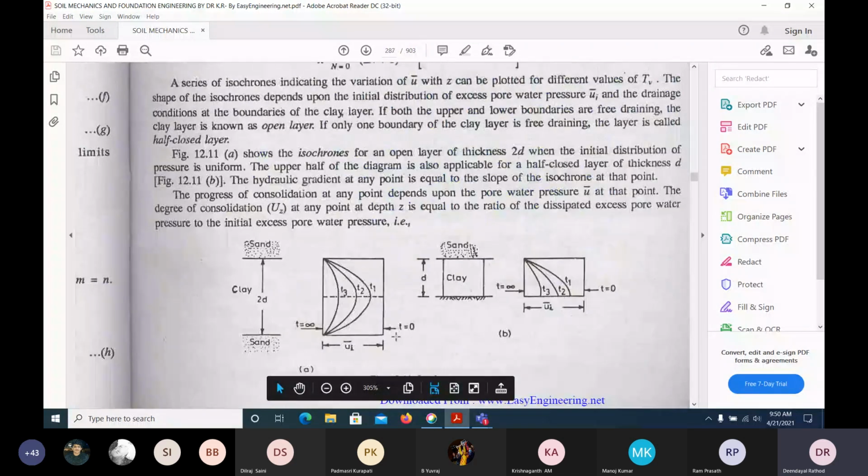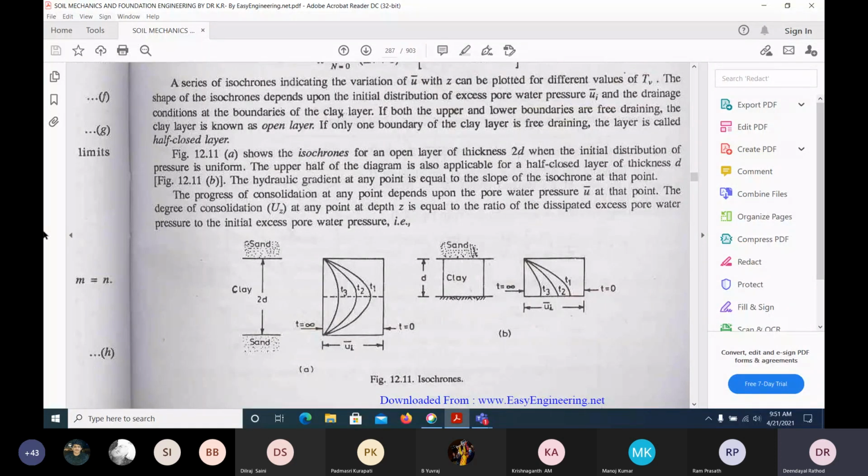And one more term is the degree of consolidation. The progress of consolidation at any point depends upon the pore pressure mu at that point. The degree of consolidation Uz at any point at depth z is equal to the ratio of the dissipation of the pore water pressure to the initial pore water pressure.